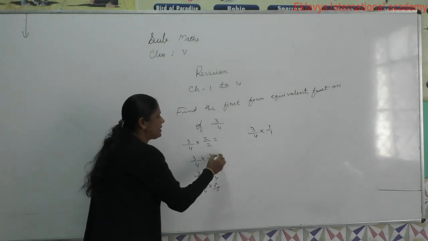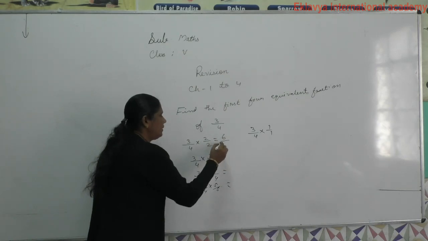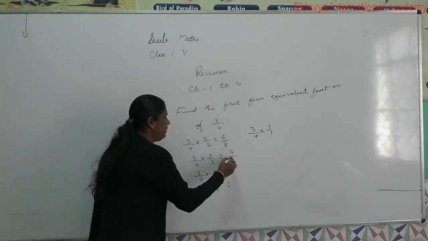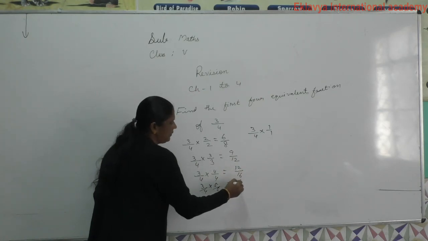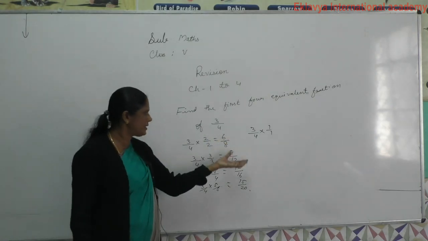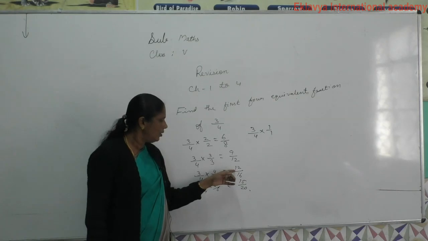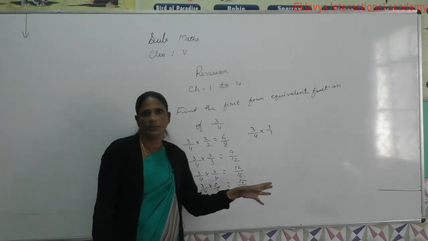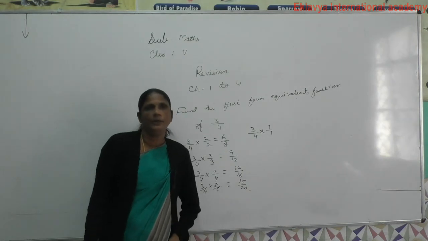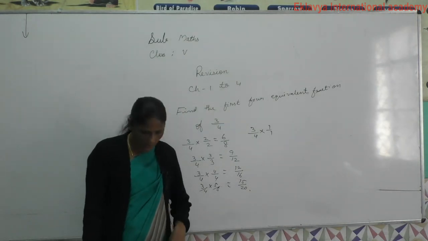Then multiply to get the answers. 3 twos are 6, then 8, 9, then 12, 16. Here 15 and 20. Our equivalent fractions are 6/8, 9/12, 12/16 and 15/20. You understand this? You practice chapters 1 to 4 for the exam. Okay, thank you.